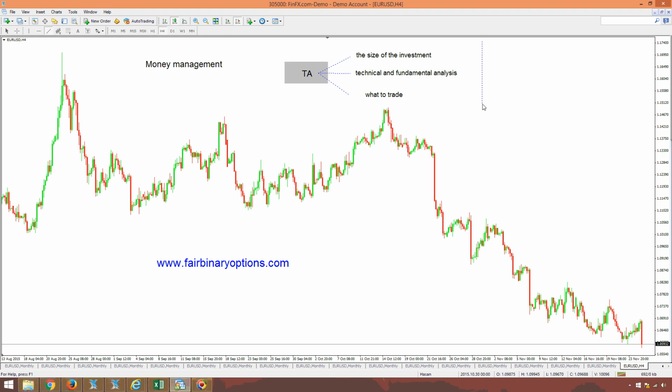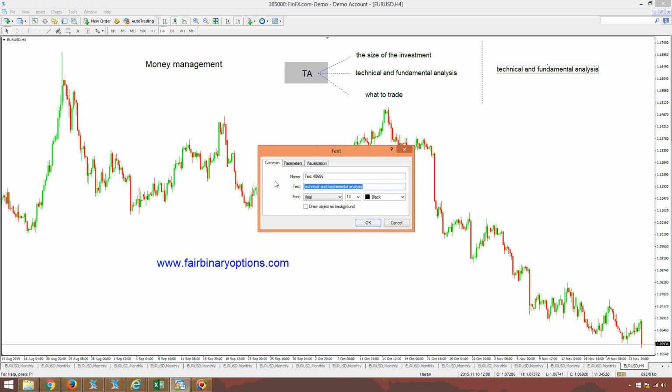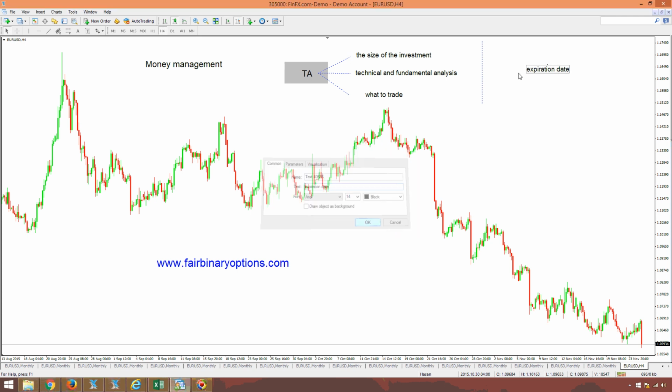So what to trade, and then all the results out of these three factors should be filtered with an appropriate expiration date. That is key. Regardless of whether you are looking to buy a call option or a put option, regardless of the fundamental and technical reasons for that, if you are not calibrating your expiration date with the portfolio and with the binary option that you are trading, then all of it is useless.